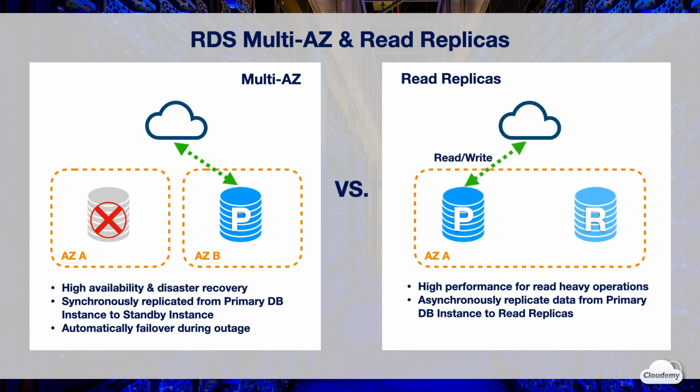RDS read replicas provide high performance for read-heavy operations, and offload read operations from the primary DB instance. Data in the primary DB instance are asynchronously replicated to read replicas. These read replicas provide read-only operations and serve high-volume read traffic from multiple copies of data, thereby increasing aggregate read throughput. Read replicas can also be promoted as standalone DB instances when needed.